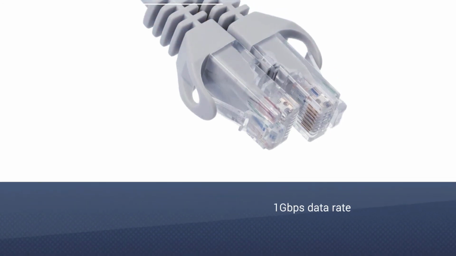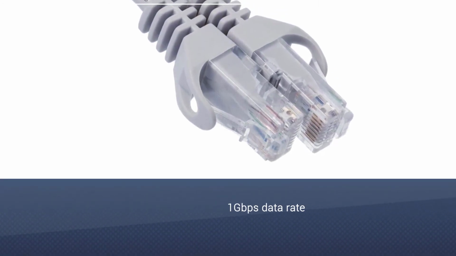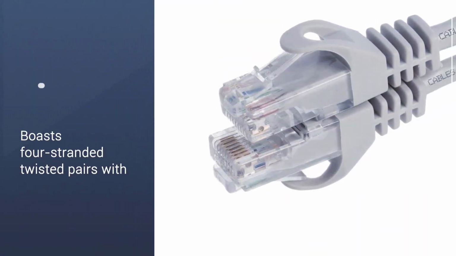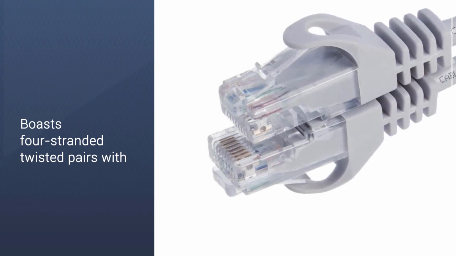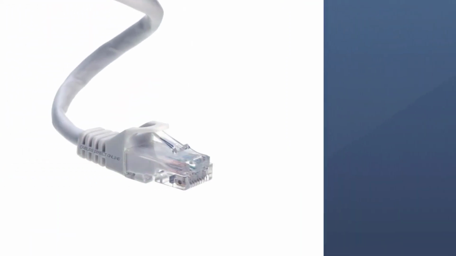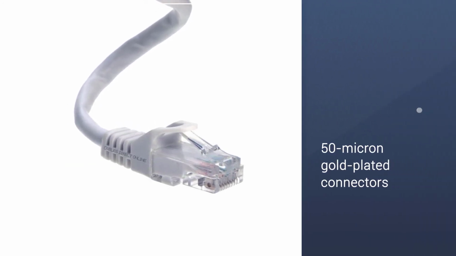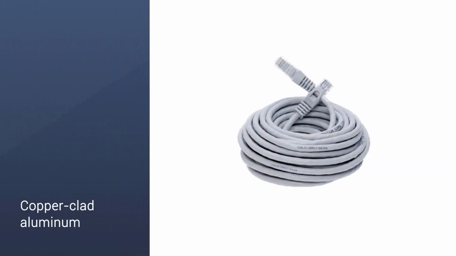That's impressive, especially when you consider that many other standard Cat5e cables offer a measly 100 MHz bandwidth. This Ethernet cable boasts 4 stranded twisted pairs with PVC jackets, 50-micron gold plated connectors, and copper-clad aluminum conductors. The cable is rounded rather than flat and only available in gray. It is one of the best Ethernet cables in the market.